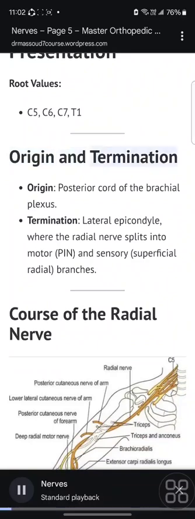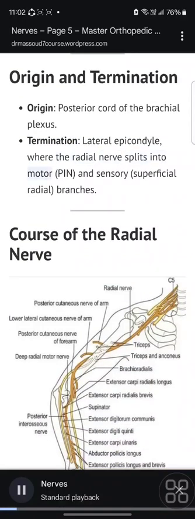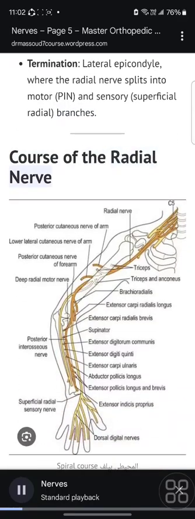Origin and termination. Origin: posterior cord of the brachial plexus. Termination: lateral epicondyle, where the radial nerve splits into motor, the posterior interosseous nerve (PIN), and sensory, the superficial radial branches. Course of the radial nerve.